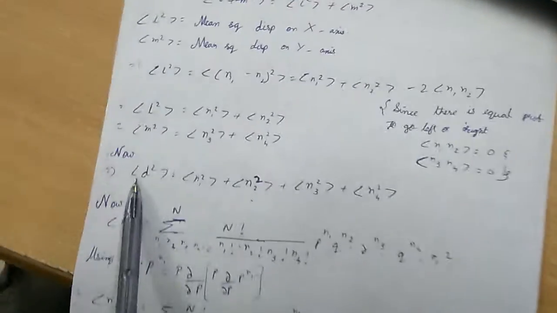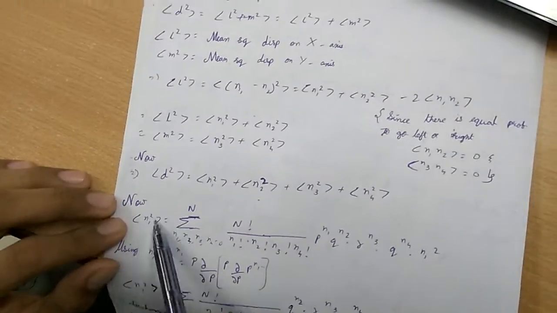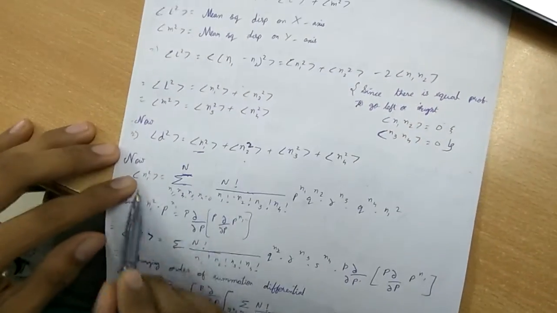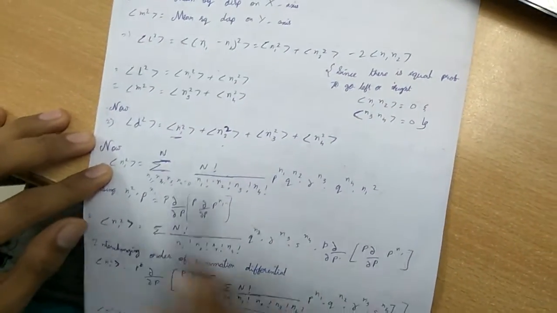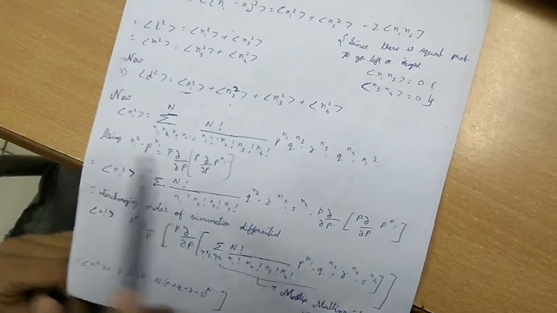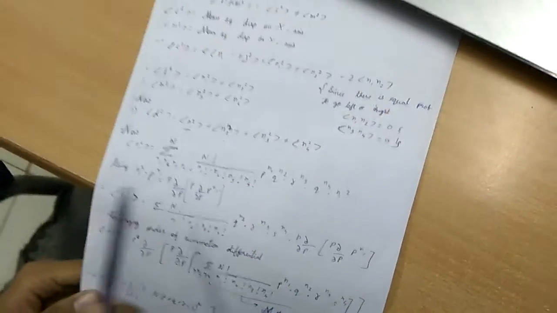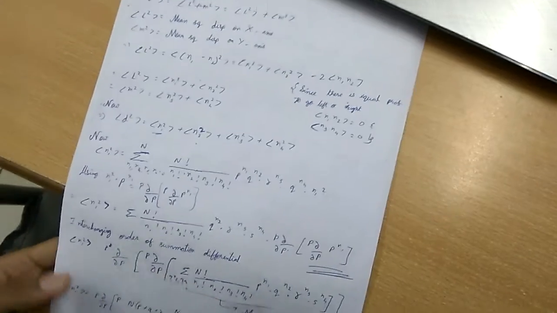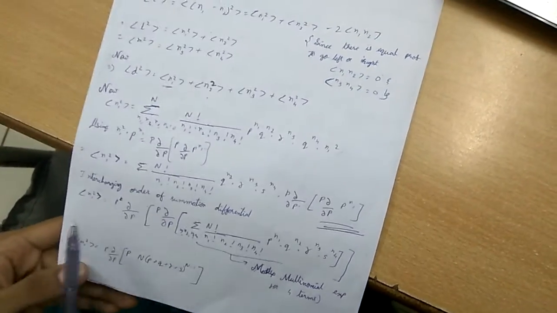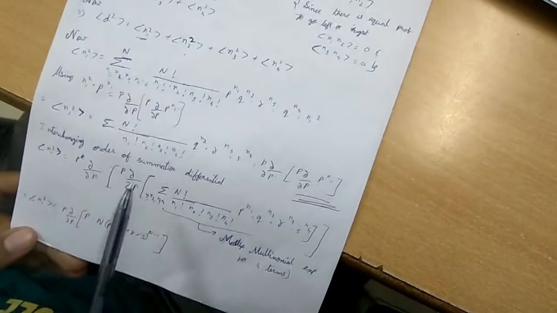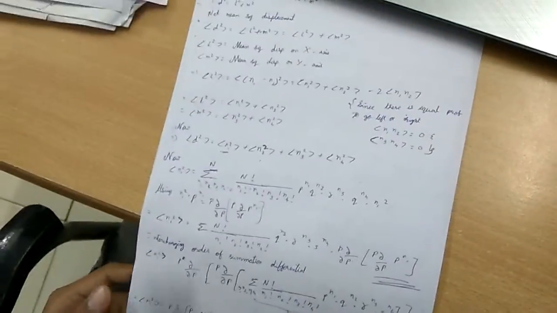So now we just get D square like this, and now n1 square, we are just computing this value. We substitute in the formula of the mean square, and we have to use this equation, and using this one we arrive at this equation at last. Now interchanging the order of summation and differentiation, we change the summation inside and put the differentiation outside. We get this equation.